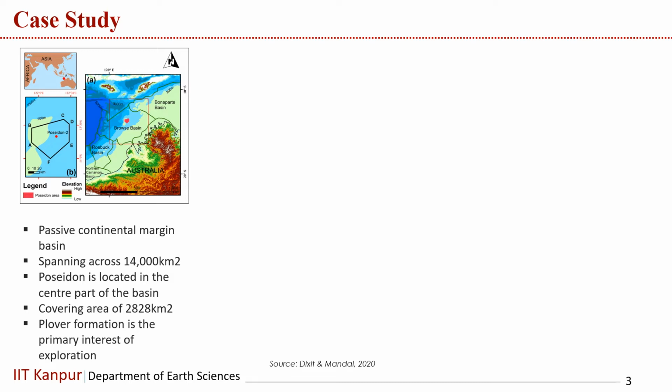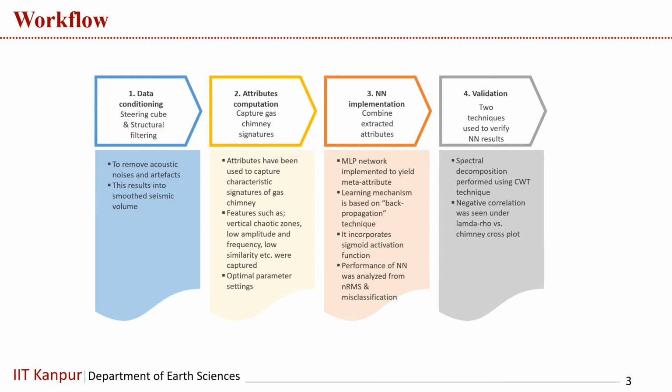And this complex lithology is formed as a result of 6 major tectonic activities, which majorly include extension, subsidence, and inversion. So to achieve the stated objective, we have categorized our workflow into 4 categories.